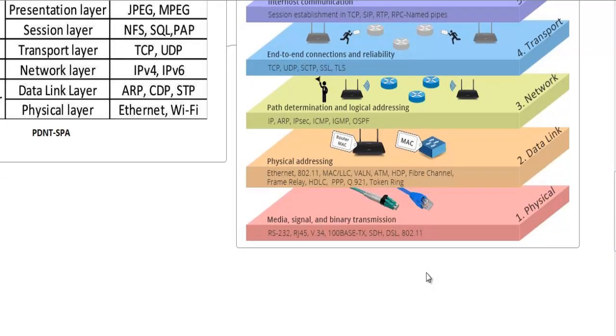like Ethernet, 802.11, MAC, LLC, VLAN, ATM, SDP, Fibre Channel, Frame Relay, SDLC, PPP, Token Ring, all of these work at the data link layer. At the physical layer, media signaling and binary transmission: RJ40, RS-232, RJ45, 100BASE-TX, DSL, 802.11, all of these work at the physical layer.